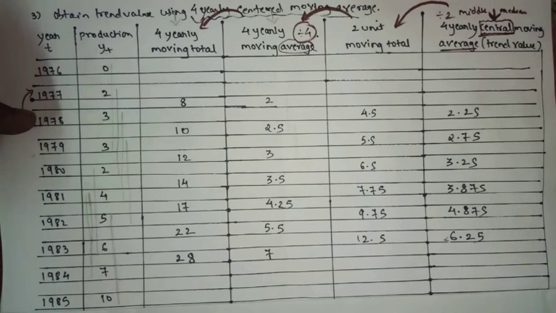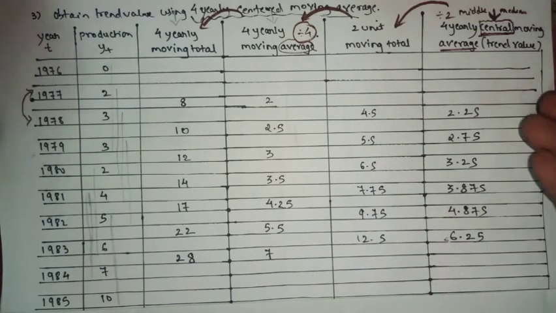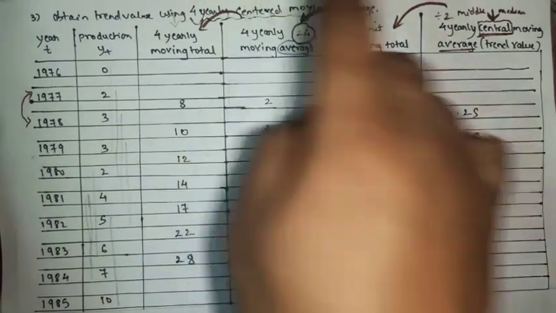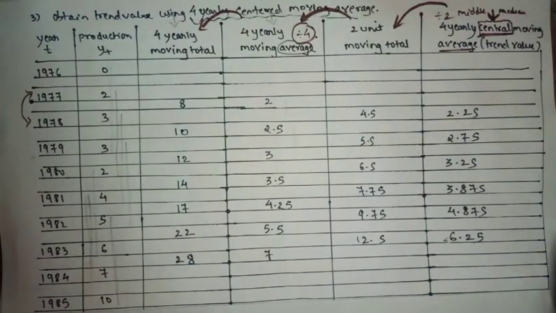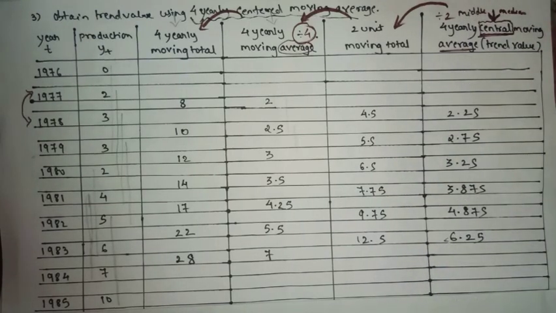Then the last one will be what? Dividing each number by 2, as we have to find 4 yearly moving average by using the concept called centered, that means central moving average. Center means middle, that means dividing the number by 2. Got the idea? So in this way you have to present your sum for 4 yearly moving average.